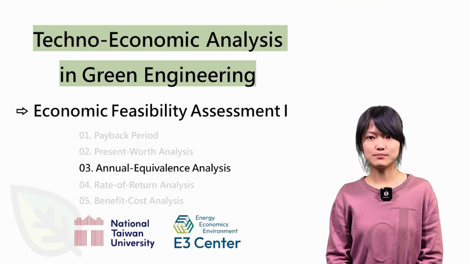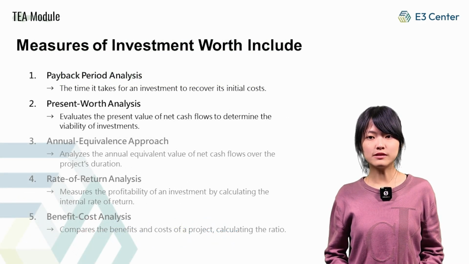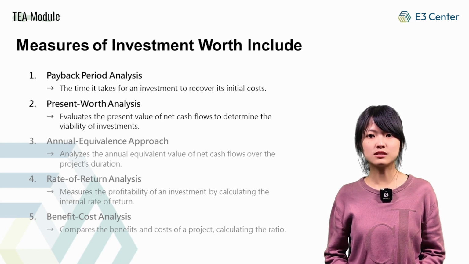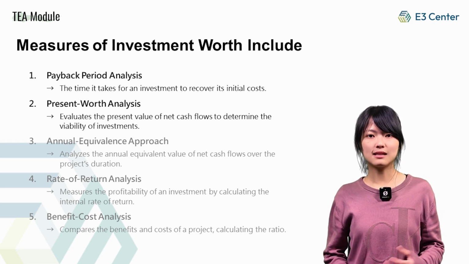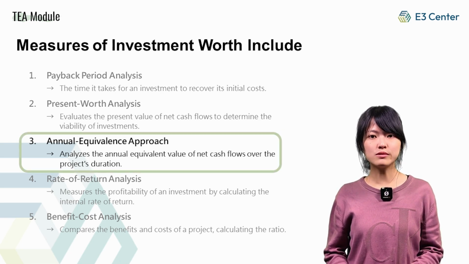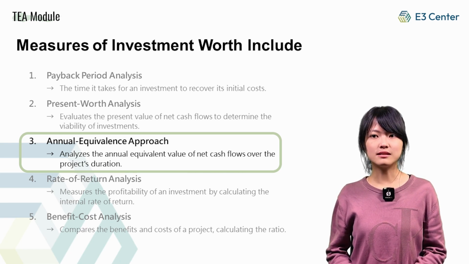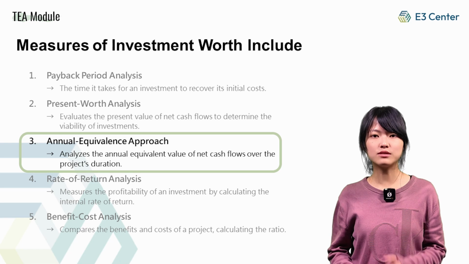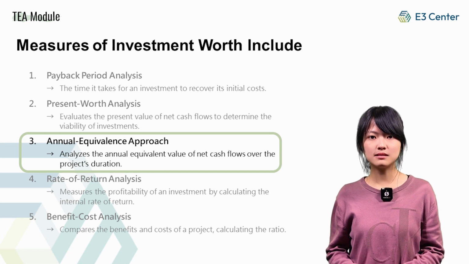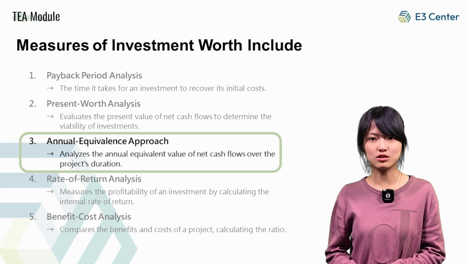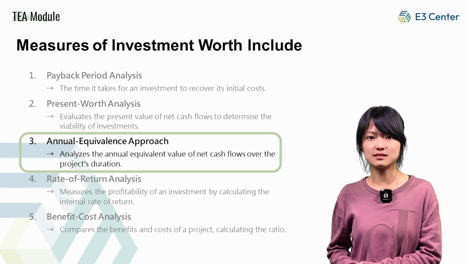Welcome to the second part of the economic feasibility assessment. In the previous part, you gained a foundational understanding of present worth analysis. Building on that, in this part, we will further explore annual equivalence analysis, an essential technique for comparing the economic viability of projects with different lifespans and cost structures on an annual basis.